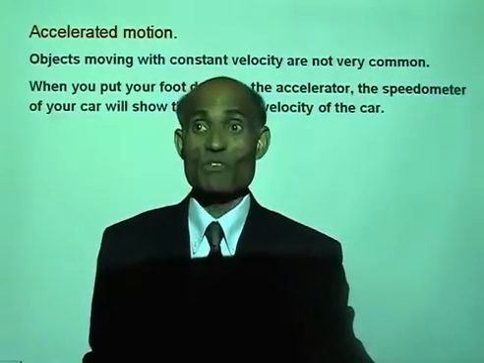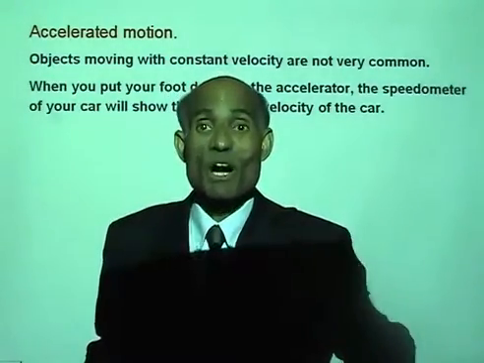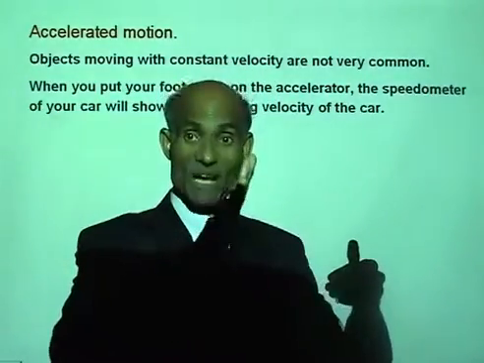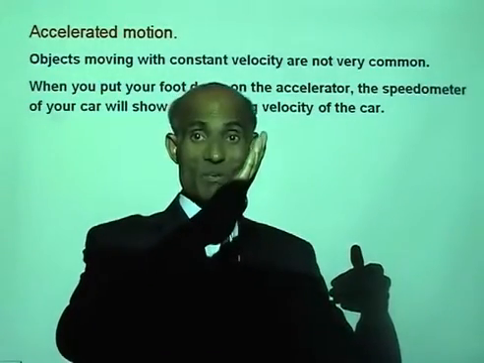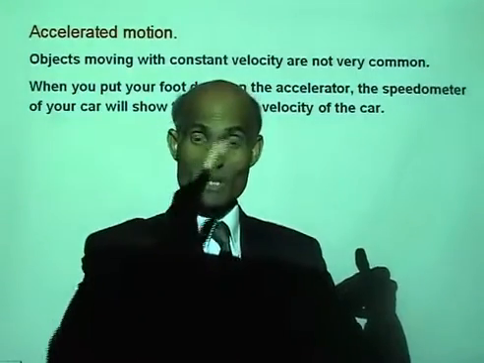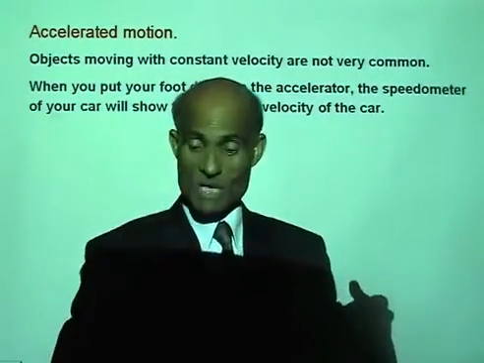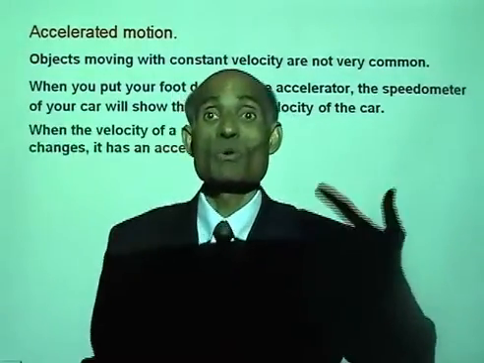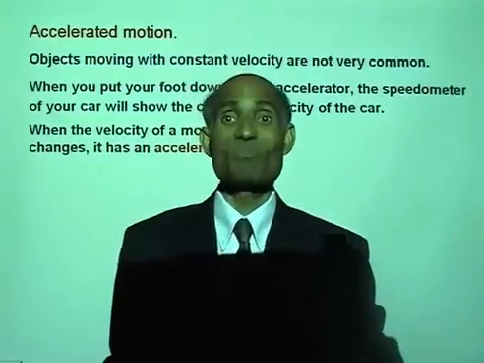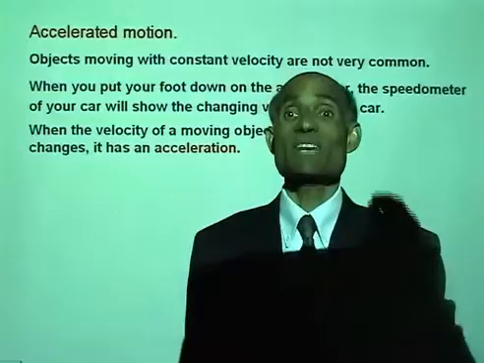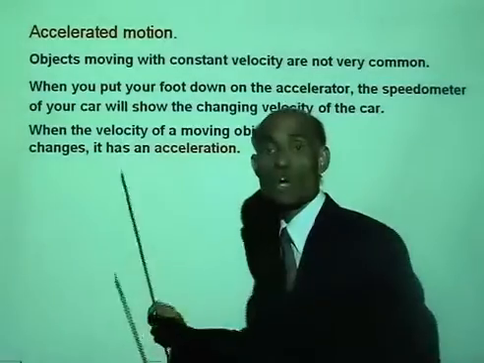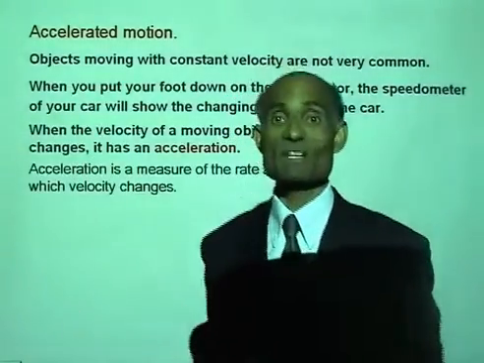Now, when you put your foot on the accelerator, the speedometer of your car shows how the velocity of the car changes. Is that right? How the speed of the car changes. Now, the pointer moves from 0 to 10, 20, 30, 40. It tells you the speed of your car is increasing or you are accelerating. So, when the velocity of a moving object changes, we say it has an acceleration. So, acceleration is caused by a change in velocity.